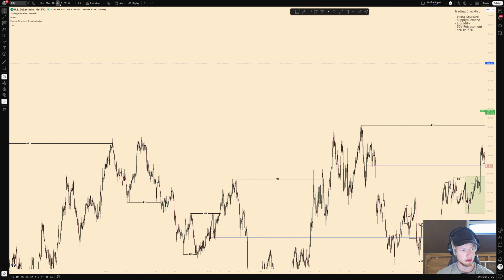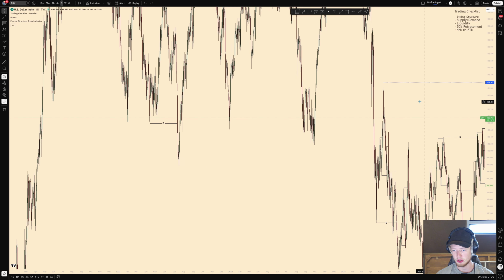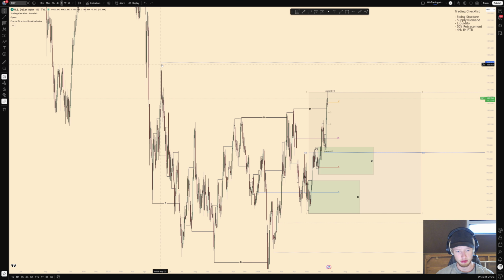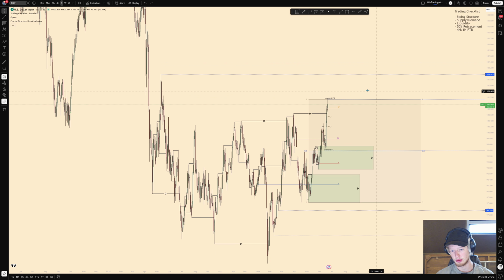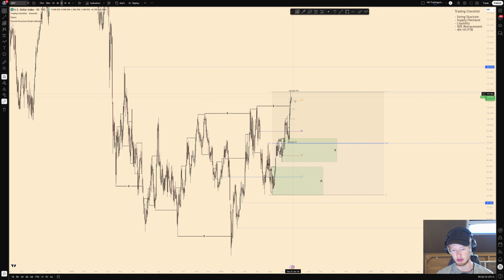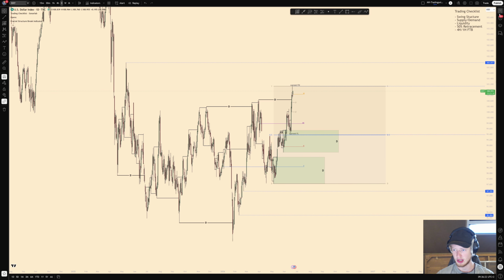Ultimately, I want to trade towards that 102 level. This liquidity point is open and I want to trade towards there, and I'm just going to monitor for positions to get further in towards the highs, longing the DXY for now.